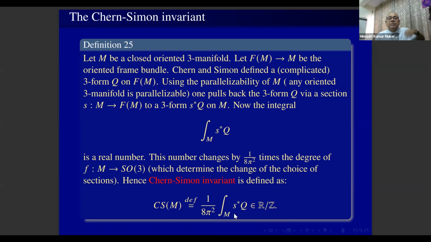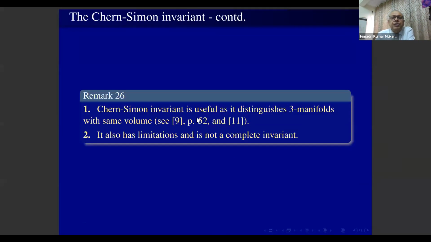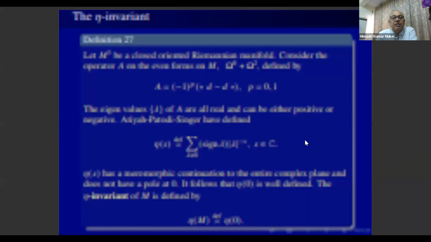1 over 8 pi squared is a star of Q R by Z, so it is a quotient actually, not a real number. This is called the Chern-Simons invariant. The Chern-Simons invariant is useful as it distinguishes three manifolds with the same volume. That is, the volume may be the same, but they have different Chern-Simons invariants. So it has improved that, but it also has a limitation, as it is not a complete invariant.